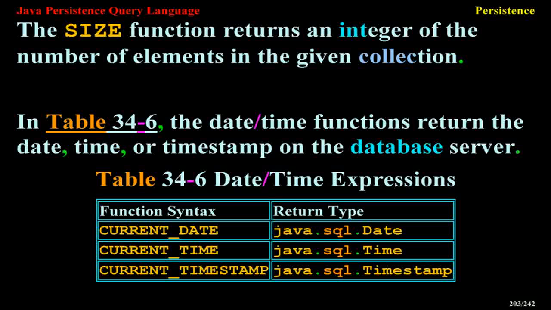In Table 34-6, the date, time functions return the date, time, or timestamp on the database server. Table 34-6 date, time expressions: function syntax, return type. CURRENT_DATE returns java.sql.Date. CURRENT_TIME returns java.sql.Time. CURRENT_TIMESTAMP returns java.sql.Timestamp.